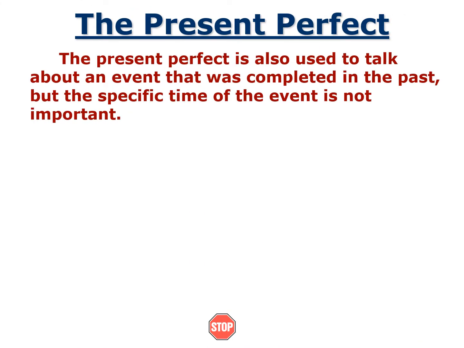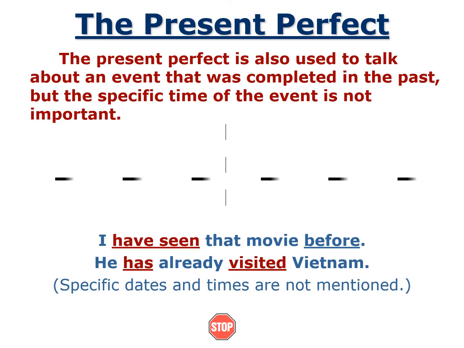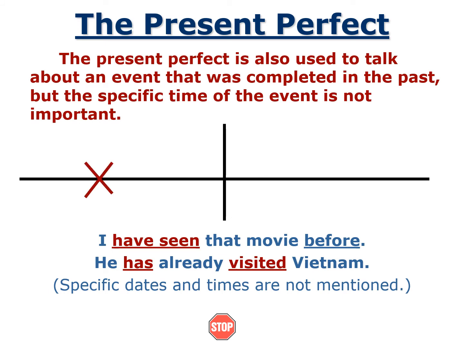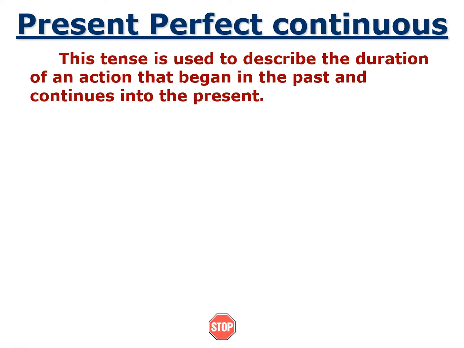The present perfect is also used to talk about an event that was completed in the past, but the specific time of the event is not important. I have seen that movie before, so we don't care about the time of the event. It's not important. I have already seen that movie. He has already visited Vietnam. We don't know, and it's not important for us, the specific dates and times are not mentioned. He has already visited Vietnam.